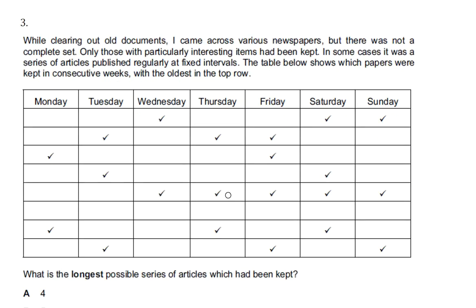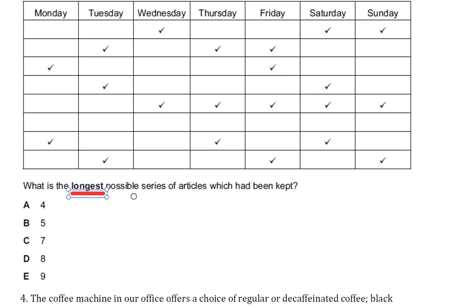All right, this question, when I did with students, really had trouble with this one. It's a good number pattern type problem, but it's within the facade of a word problem. So let's say, while cleaning out old documents, I came across various newspapers, but there was not a complete set. Only those with particularly interesting items had been kept. In some cases, it was a series of articles published regularly at fixed intervals. That's the important phrase. The table below shows which papers were kept in consecutive weeks, with the oldest in the top row. What was the longest possible series? All right, series is an important word, of articles which had been kept.